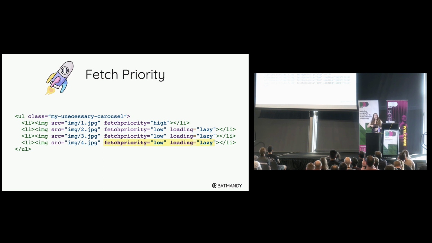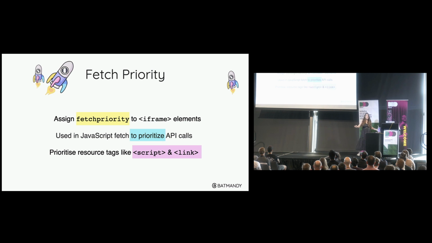If you set lazy loading as well as fetch priority high, it'll still be delayed while it's off screen, but it will then be fetched with a higher priority when it's in the viewport. There are a few things you can do with it. Assign it to iframes, script, and link tags, and you can also use it in JavaScript to prioritize API calls.